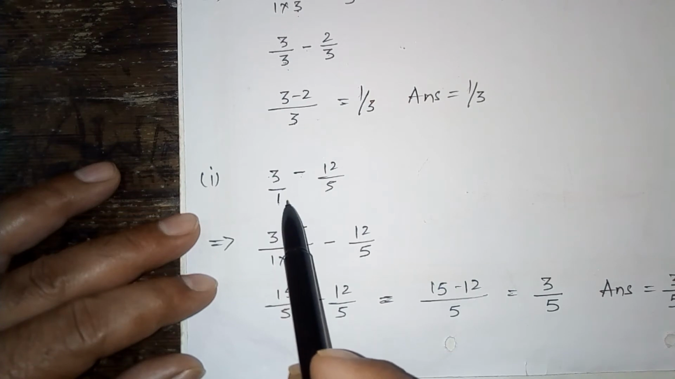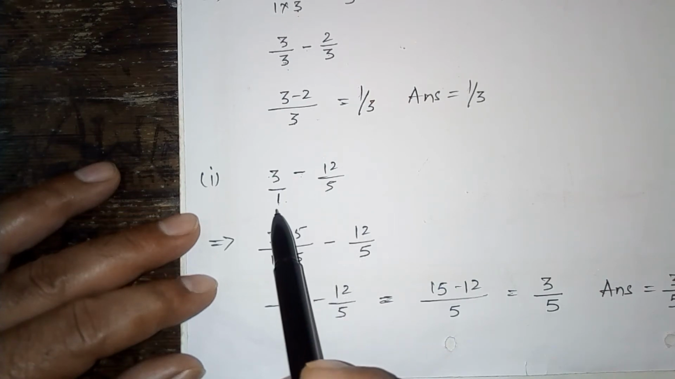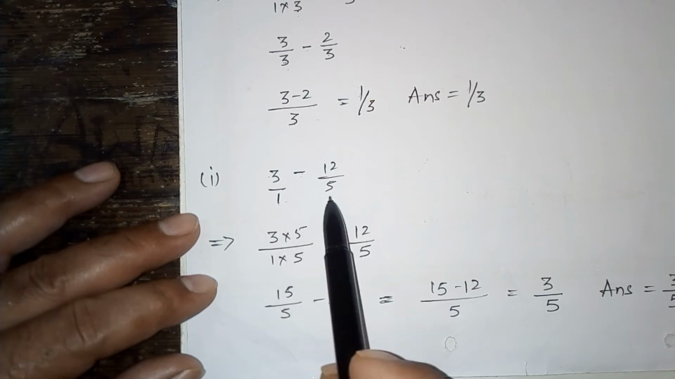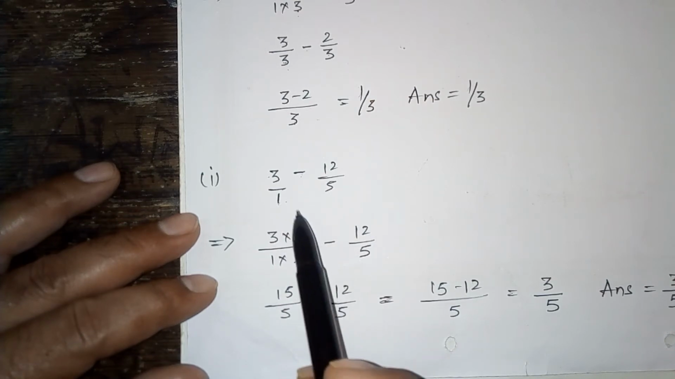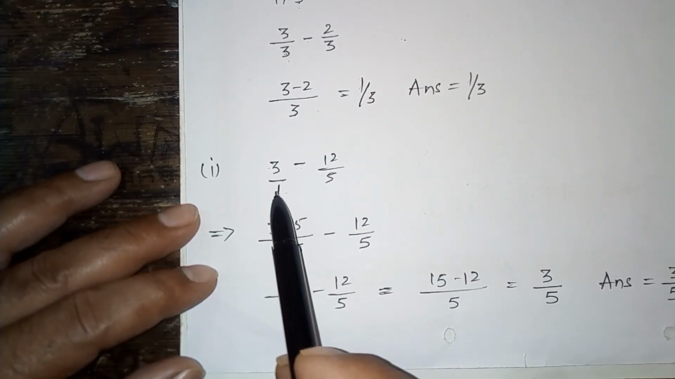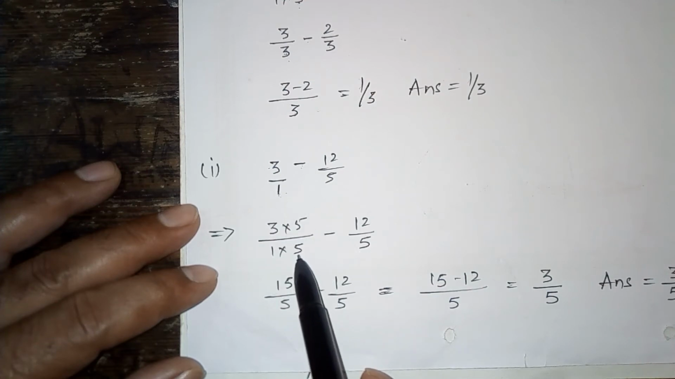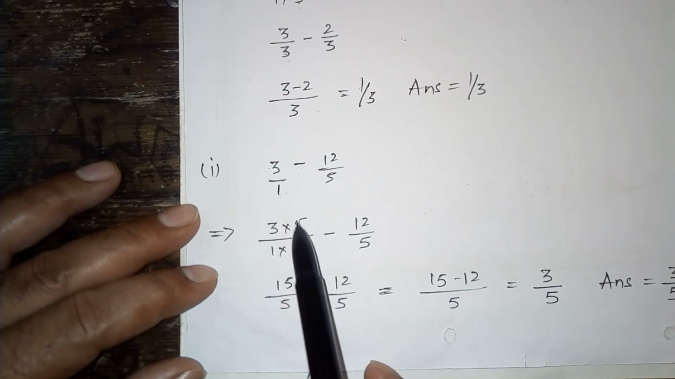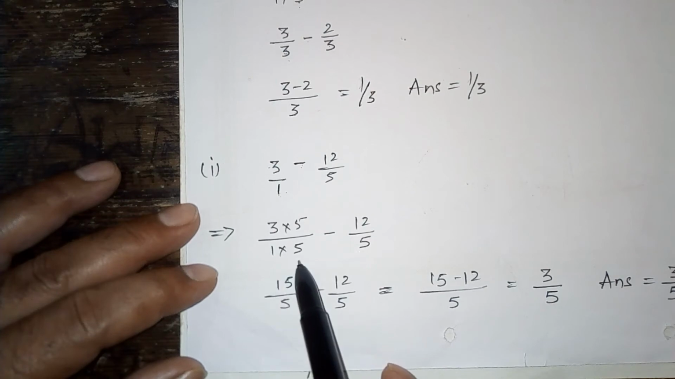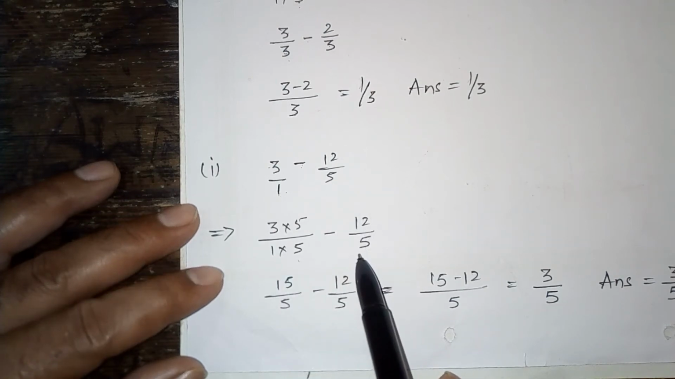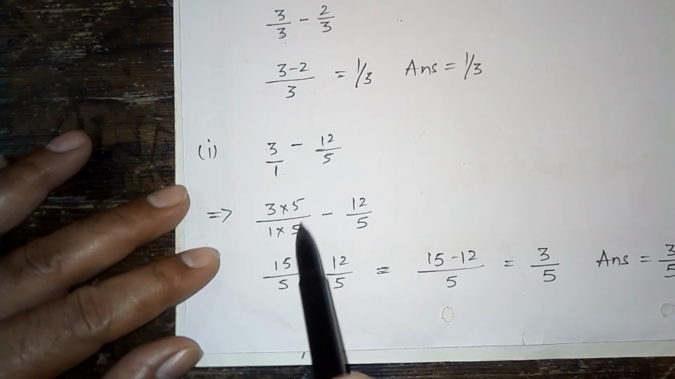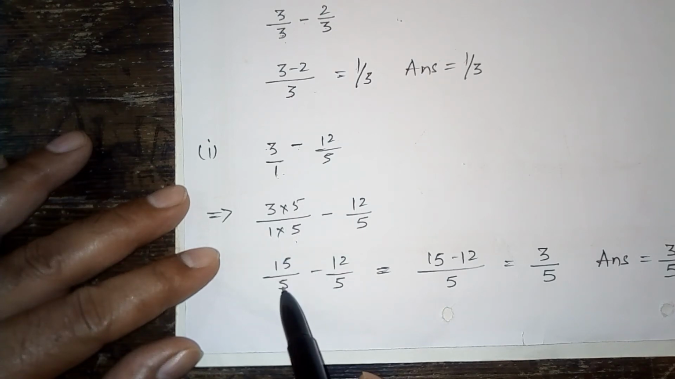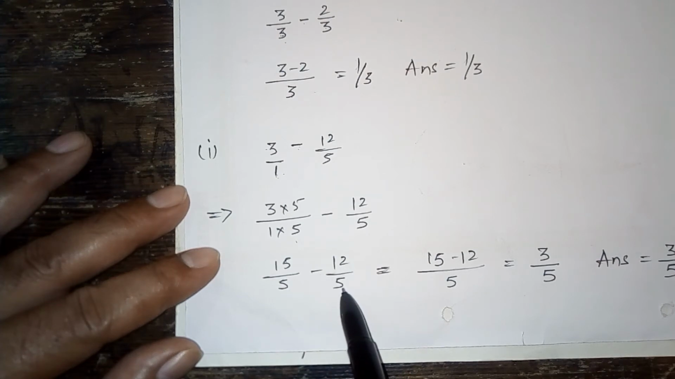Denominator 1 converted to 5. How? Look here. In numerator and denominator multiplied by 5. 3 into 5 upon 1 into 5 minus 12 upon 5. 3 5s are 15 upon 5 1s are 5. 15 upon 5 minus 12 upon 5.